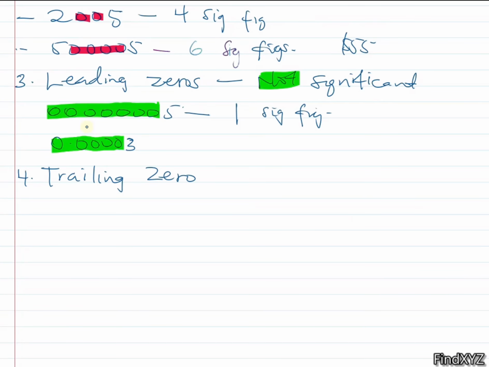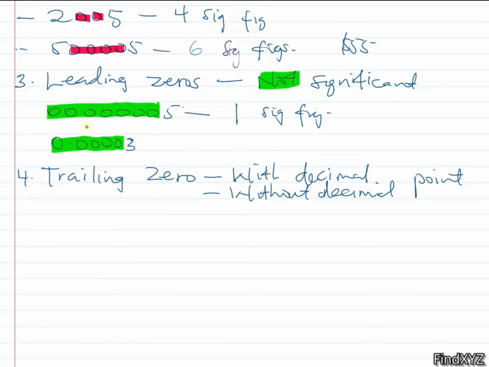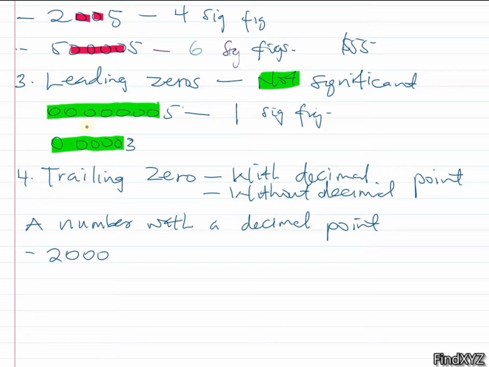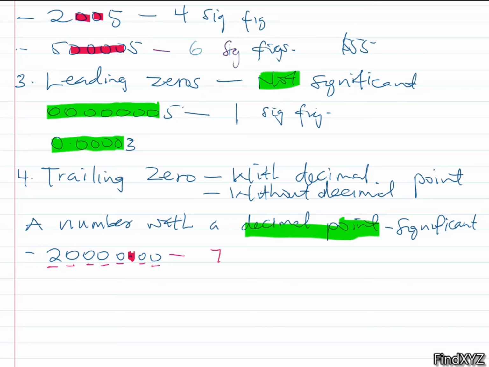They are very dramatic. I'll prefer to partition this into 2 parts: with decimal point and without decimal point. So the first one, a number with a decimal point. A number with a decimal point and trailing zeros is always significant. So the first example, if I have 20,000.00, immediately you see this decimal point. Every digit here is significant. Every 0 you see here becomes significant. So you take note of that. Mostly students confuse themselves with that. But immediately you see the decimal point, then the number becomes significant. So how many significant values do we have here? We have 1, 2, 3, 4, 5, 6, 7. We have 7 significant figures.